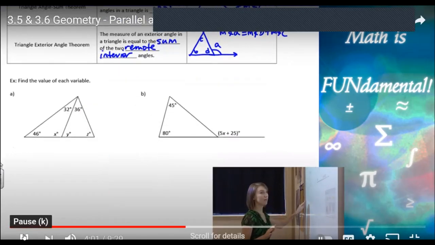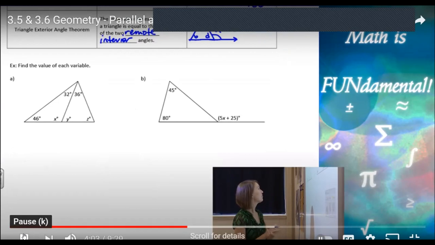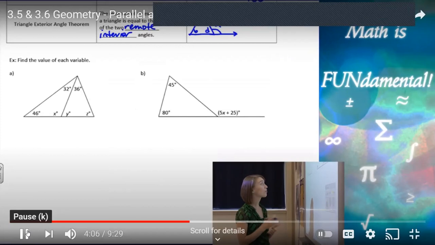All right, let's do a couple examples here. We have example A, we're going to find the value of each variable. And I have three variables. Okay, do you have any questions?